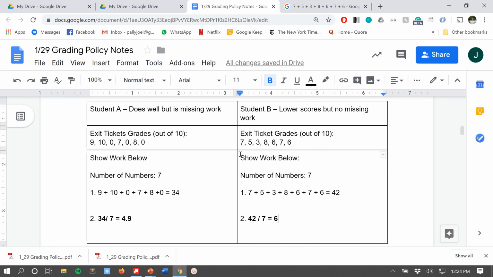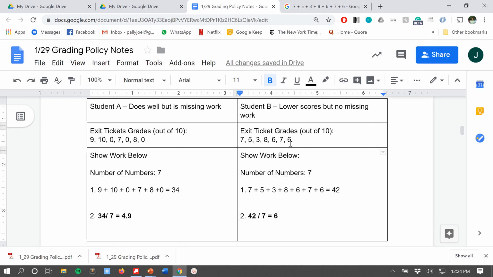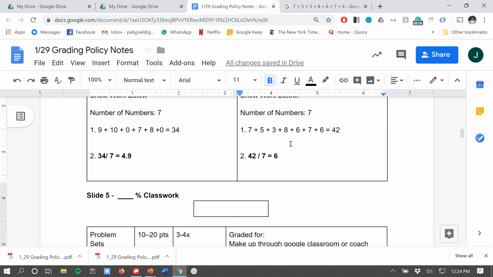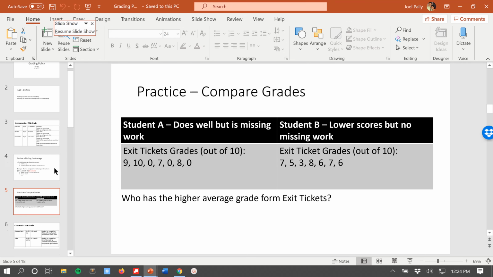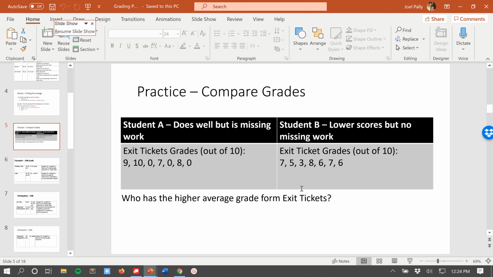So student B, despite getting lower scores than average, made sure by completing each one was able to still get a higher score. Okay. So great work on that. Let's move on to the next slide here.